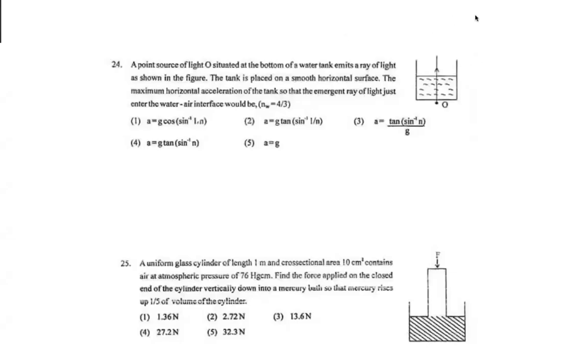Right, next question. A point source of light O situated at the bottom of a water tank emits a ray of light as shown in the figure. The tank is placed on a smooth horizontal surface. The maximum horizontal acceleration of the tank so that the emergent ray of light just enters the water-air interface would be. Interesting question. The refractive index of water is 4 by 3.